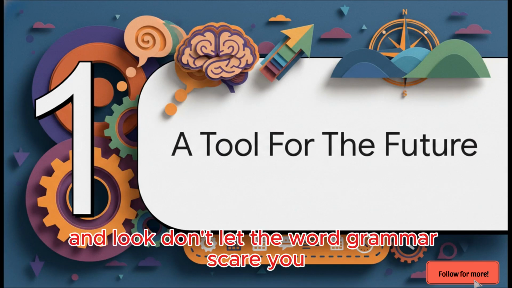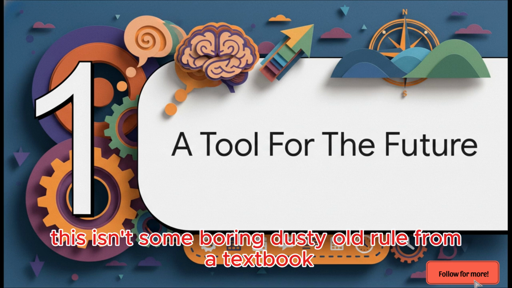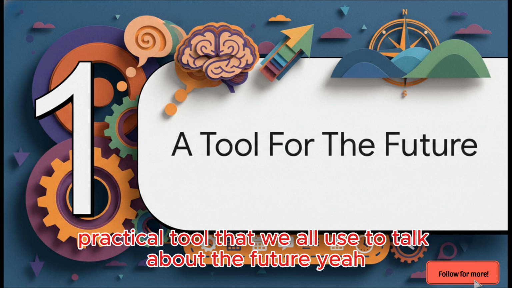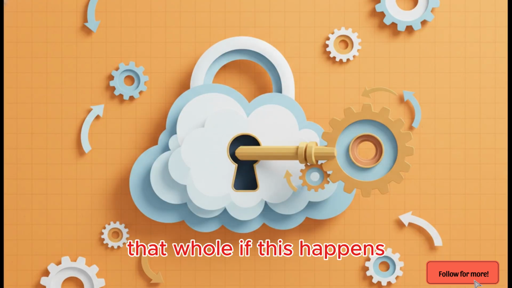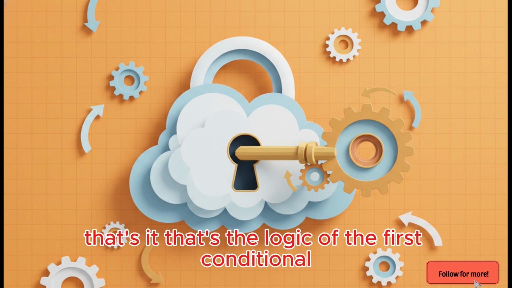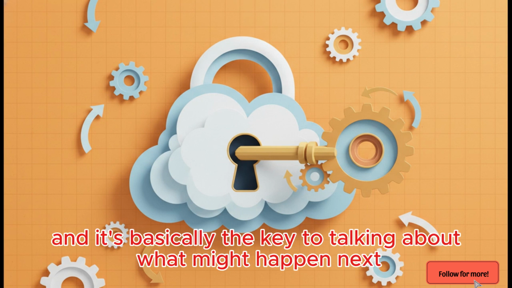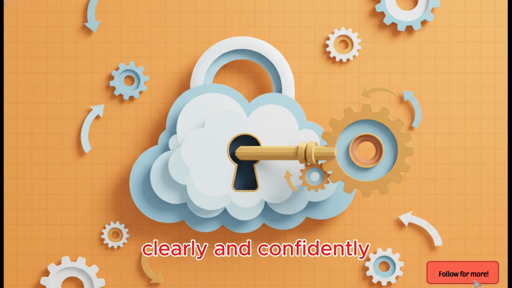And look, don't let the word grammar scare you. This isn't some boring, dusty old rule from a textbook. It's actually a super practical tool that we all use to talk about the future. Yeah, that whole if this happens, then that will happen thing, that's it. That's the logic of the first conditional. And it's basically the key to talking about what might happen next clearly and confidently.